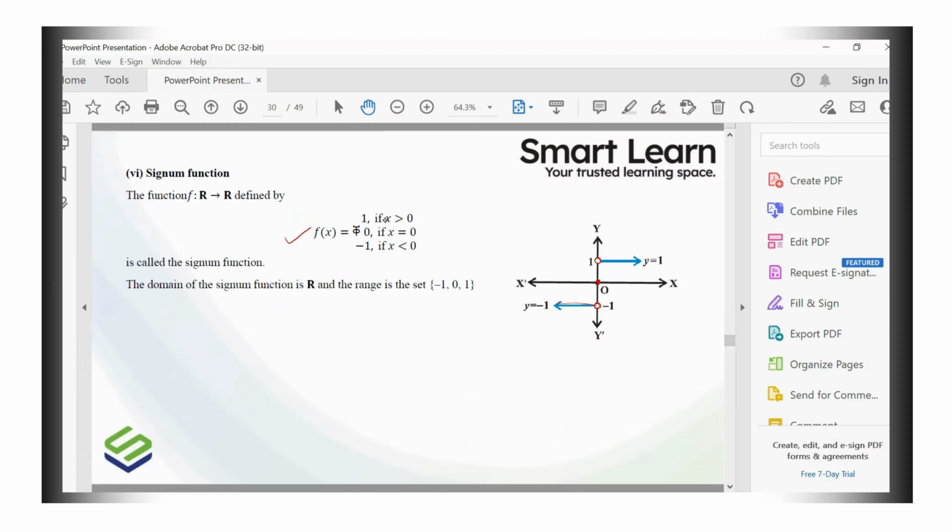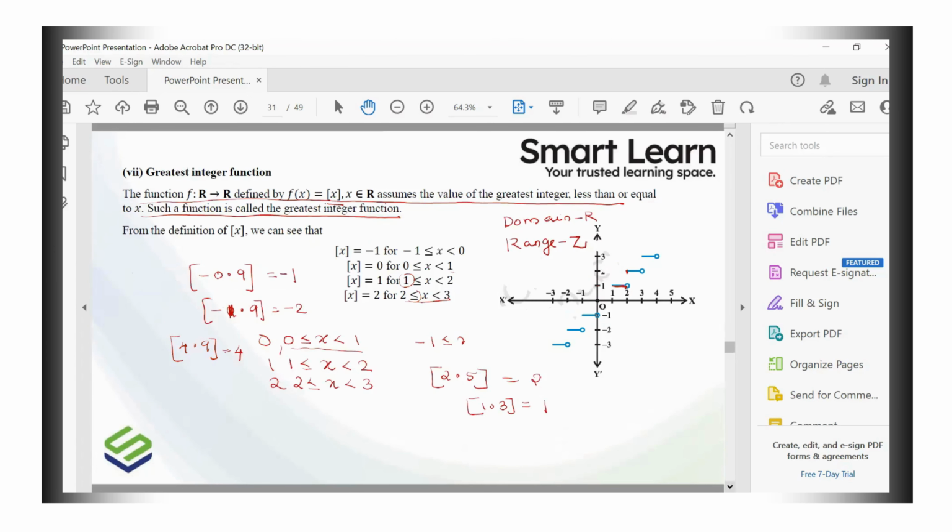X equal to 0, my answer is 0. X less than 0, my answer is minus 1. Domain is here R, but range is only we have minus 1, 0, 1. Look children, this is the graph of the signum function. X greater than 0, my answer is 1. At 0, my answer is 0. At less than 1, it will be minus 1. So that's why the 0 is not belonging, that way it is that whole.